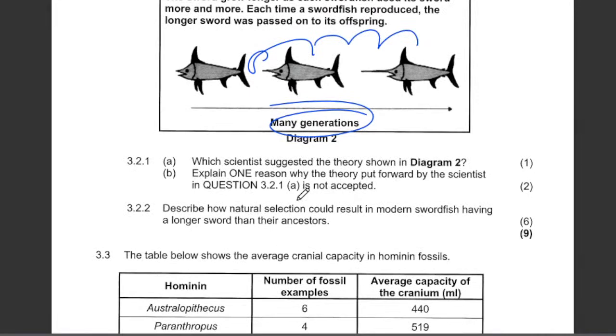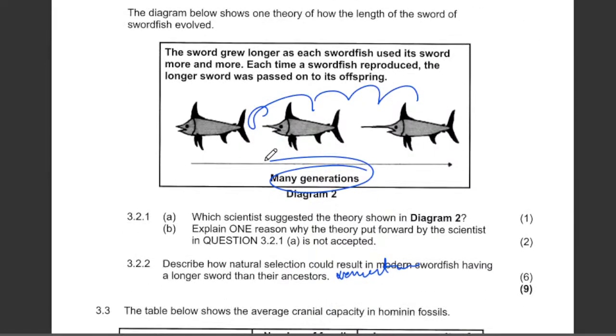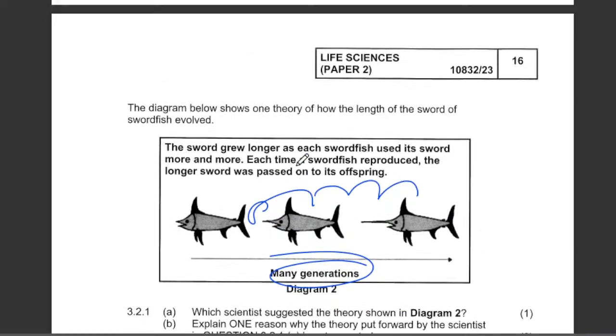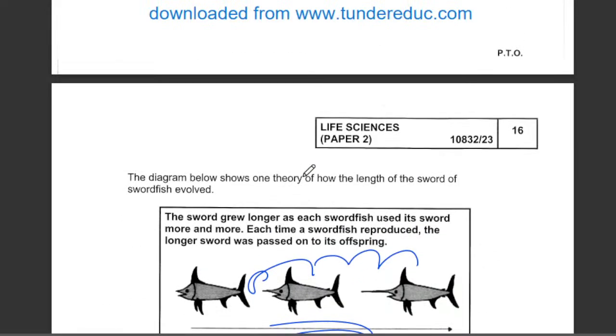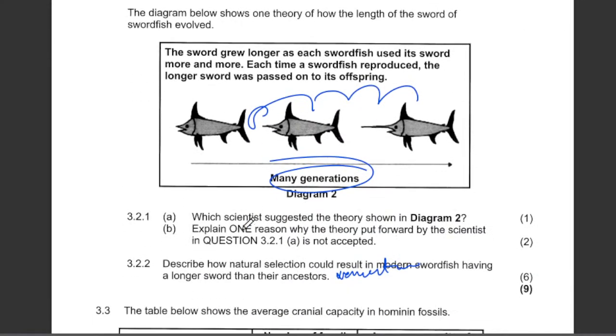So here you're using Darwin's theory. What are you going to write? Here you talk about the variation, that there is variation among the swordfish. Then you tell us the variation. Some swordfish had long snouts, which they call the sword. Some swordfish had long swords and some had short swords.